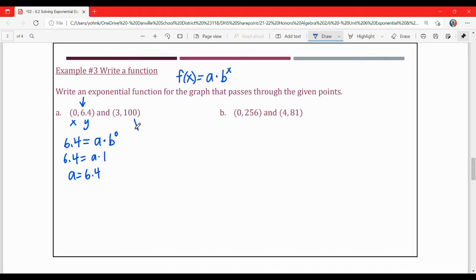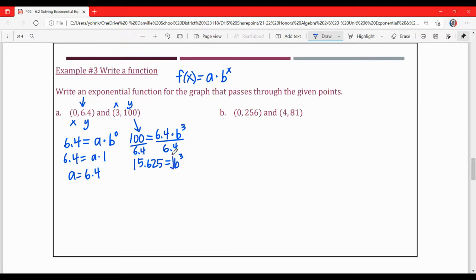Now we're going to take the second ordered pair, and we're going to use the a value that we just found. We're going to use the x and the y values again, and now we're going to figure out what b is. So I'm going to do 100 equals 6.4 times b to the third power. So now I need to solve for b, so I need to get rid of the 6.4 by dividing. And so 100 divided by 6.4 is 15.625 equals b cubed.